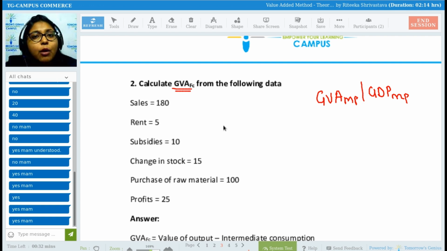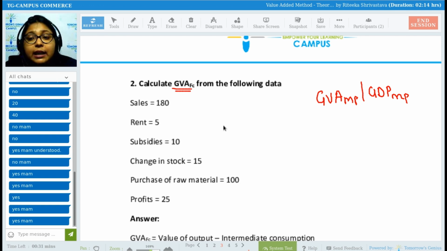Whichever aggregate you choose, you have to continue with that aggregate only. Don't keep changing, using GVMP at one place and GDPMP at another. For one question, at least, it should be the same. For the second question, you can again choose whatever you want, but within the entire question it should be the same thing, GVMP or GDPMP. Don't mix it. At one place you are writing GVMP, then in the next part of the question you are writing GDPMP.